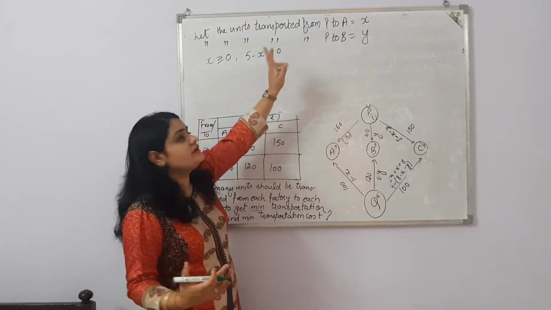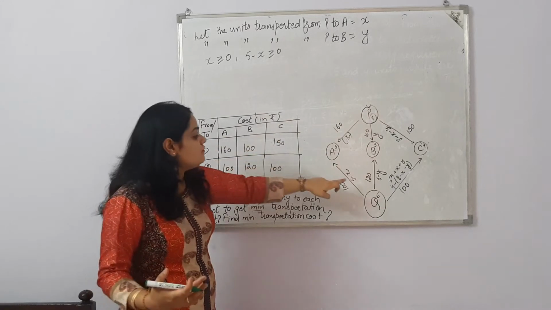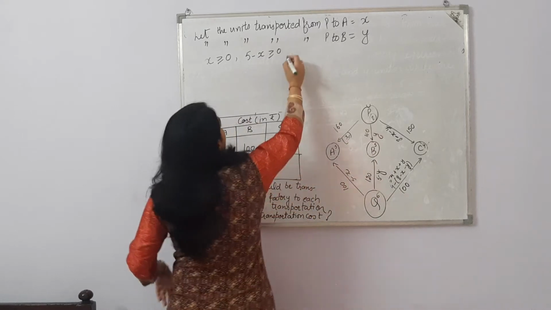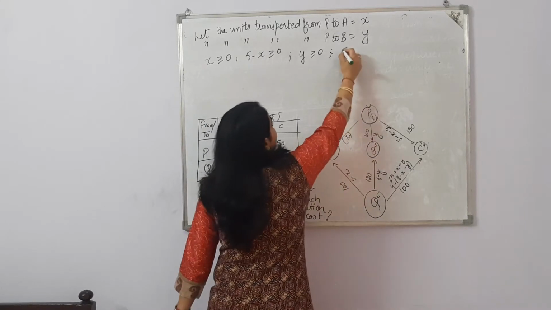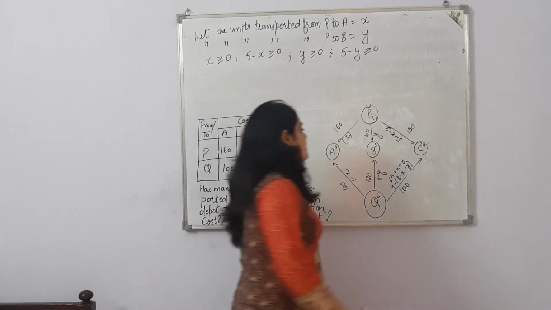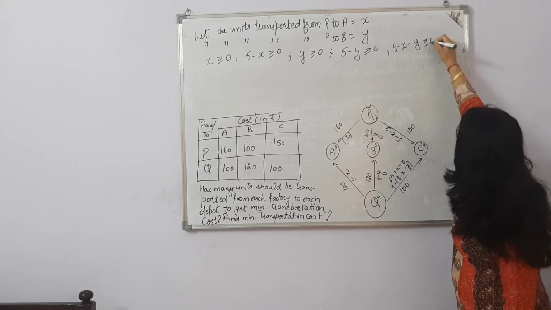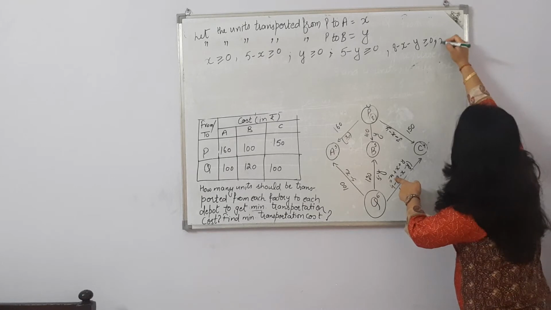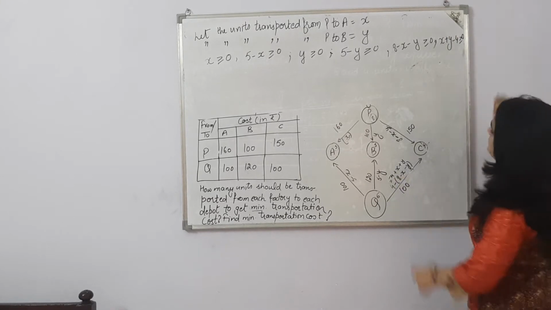But if greater than 0, that means some commodity is transferring from that very factory to A, B, C. So 5 minus x is also greater than or equal to 0. Again, here the quantity is y, so y is greater than or equal to 0. Here the quantity is 5 minus y, so 5 minus y is greater than or equal to 0. Here the quantity is 8 minus x minus y, greater than or equal to 0, and here the quantity is x plus y minus 4, greater than or equal to 0.